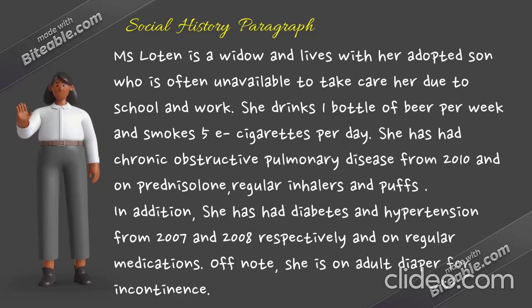Ms. Loten is a widow and lives with her adopted son who is often unavailable to take care of her due to school and work. This is relevant data because the son could not take care of her properly, and other than the son nobody is there. That's why ongoing support is essential. So it is understood from there. She drinks 1 bottle of beer per week and smokes 5 e-cigarettes per day. She has had chronic obstructive pulmonary disease from 2010 and is on prednisolone 40 mg and regular inhalers and puffs. In addition, she has had diabetes and hypertension from 2007 and 2008 respectively and is on regular medications.